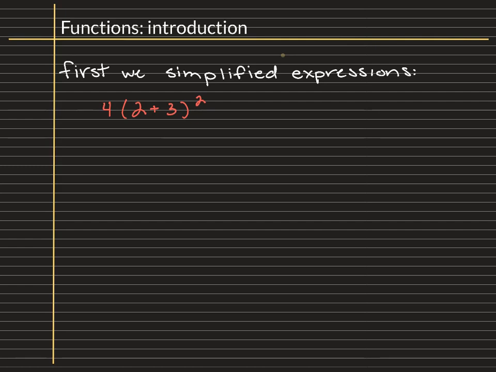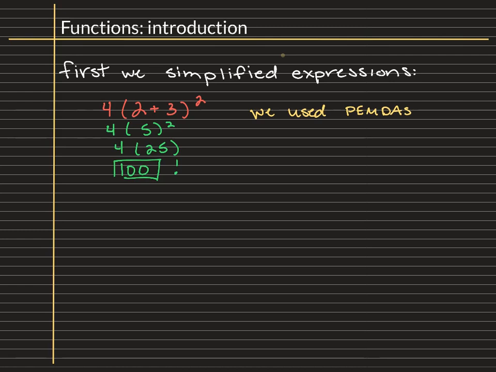The first thing we reviewed was how to simplify expressions, and we used PEMDAS to help us with that process. You can recall that our P means we solve inside our parentheses first, and 2 plus 3 is 5. Everything else remains the same. My E tells me that I'm going to do my exponent next, which means I'm going to take 5 times itself. And I'm left with 4 times 25, which gives me 100.